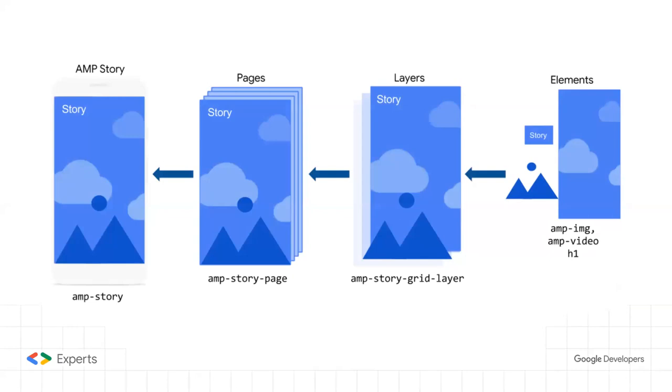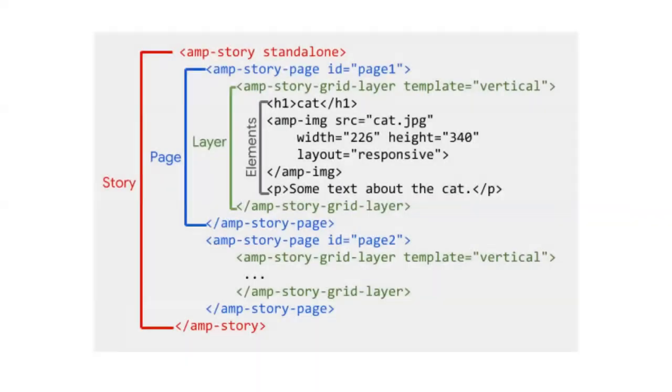In AMP Stories, we have an AMP Story tag. Inside AMP Story, we can have multiple pages. Each page can have multiple layers. Similarly, each layer has multiple elements. Okay, so this is the architecture overall. For example, I have the AMP Story tag, and then we have AMP Story pages. I made two AMP Story pages, and then we have a layer and then elements.